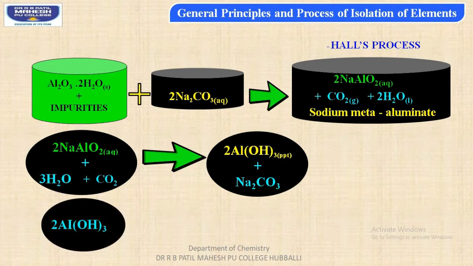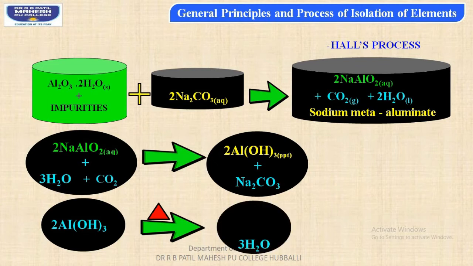In the next step, this aluminium hydroxide, obtained as a white precipitate, is gradually heated. Then we get the oxide form of aluminium, that is aluminium oxide, with the liberation of water molecules. In this way, we are isolating aluminium oxide from the bauxite ore.